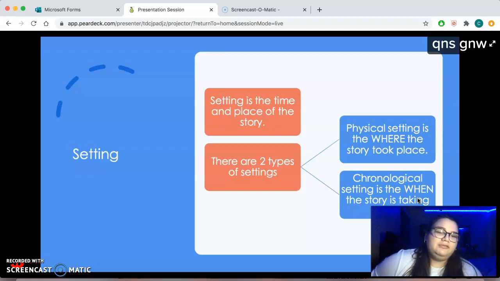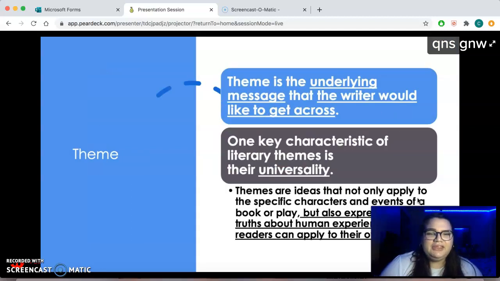And then physical is, where are they? Are they in a castle? Are they in space? Are they in the beach? Where are they, right? So again, the setting is the time and place of the story, the when and the where. Then we have theme.